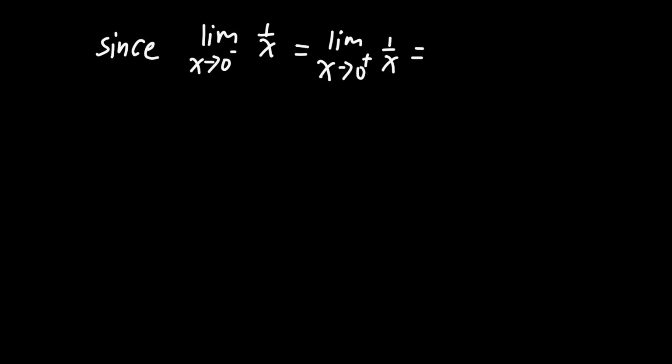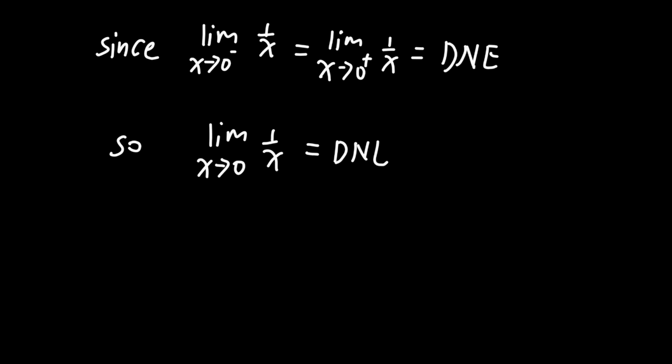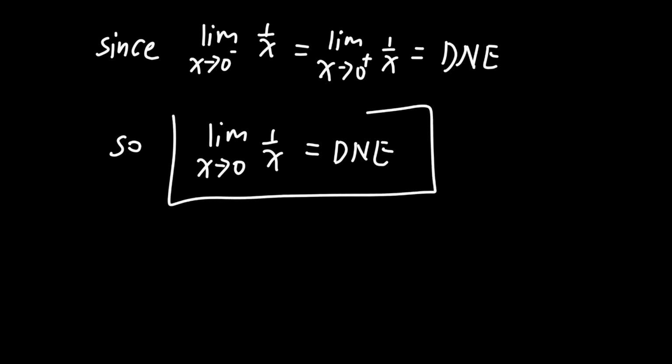Since the limit of this function as x approaches 0 from the left-hand side and the limit as x approaches 0 from the right-hand side both do not exist, then we might say the actual limit of this function does not exist. And here's the final answer.